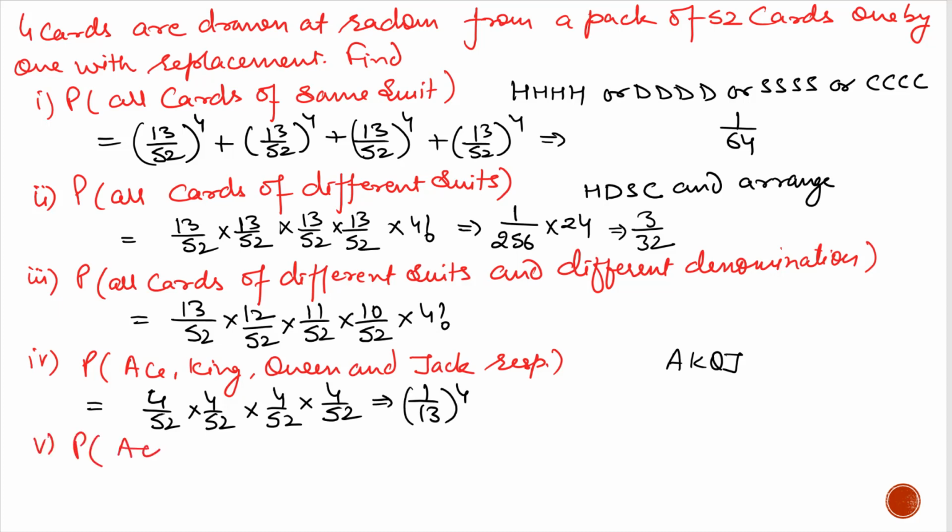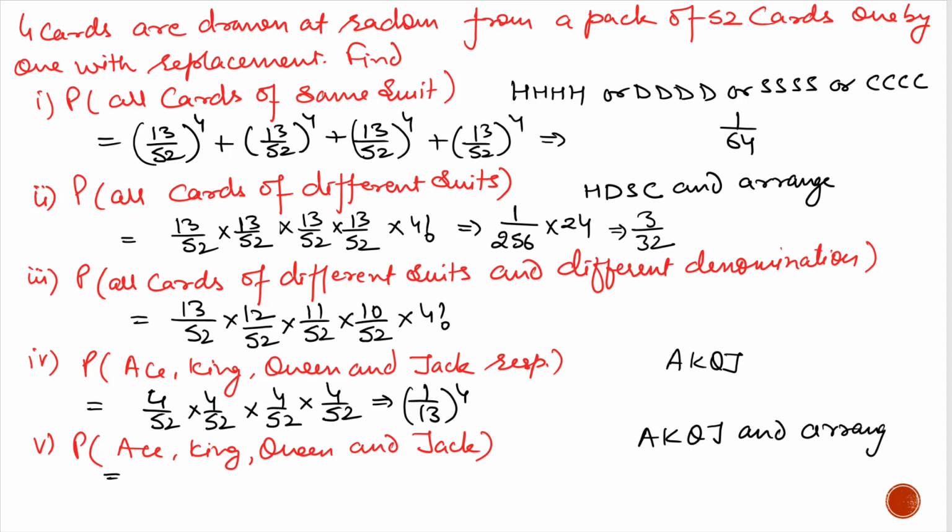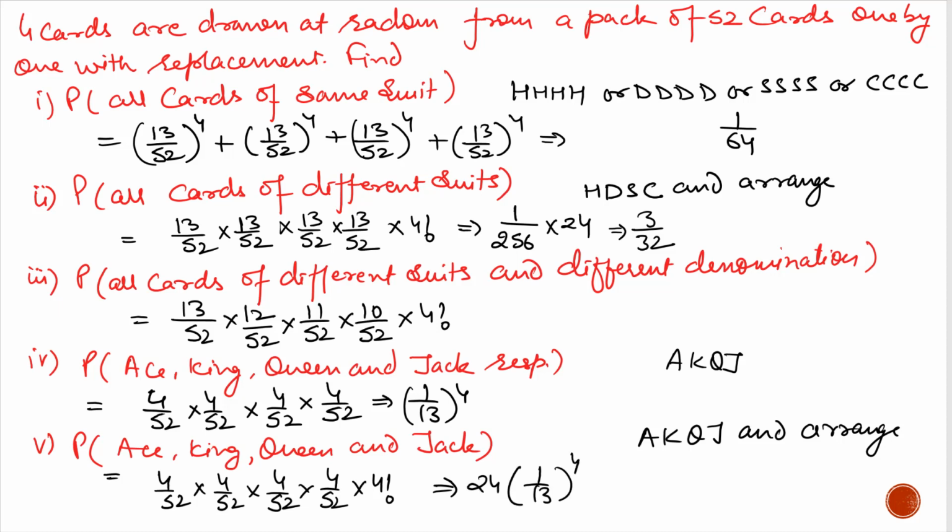Next part, probability of an ace, king, queen and jack. The difference between this and the previous part is, here we can arrange them also. So when we arrange, always multiply by n factorial. Here we have 4 cards so multiply by 4 factorial. So the required probability is 4/52 into 4/52 into 4/52 into 4/52 multiplied by 4 factorial. So the required answer is 24 multiplied by (1/13)^4.